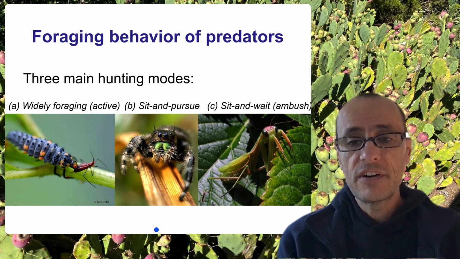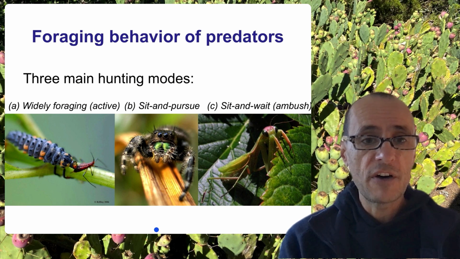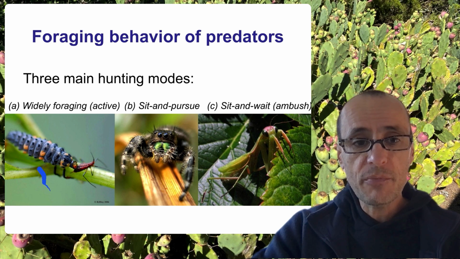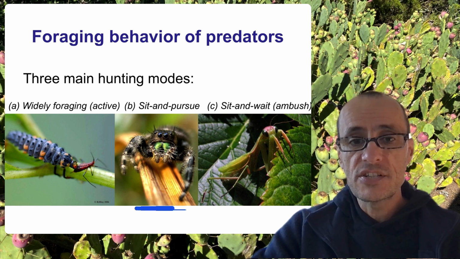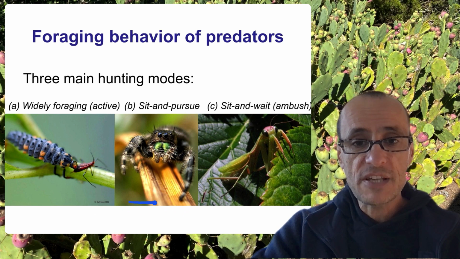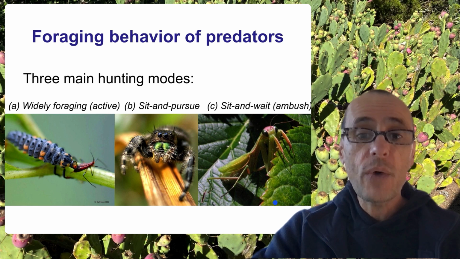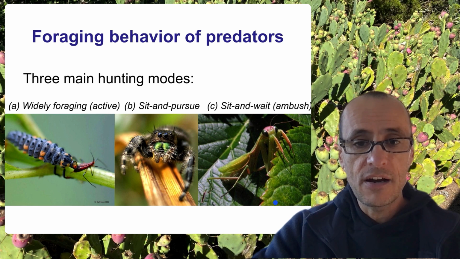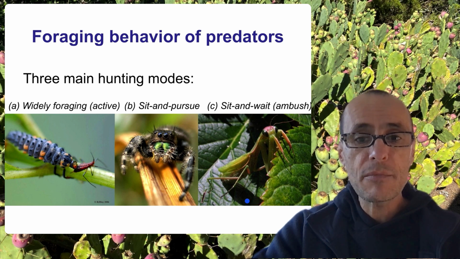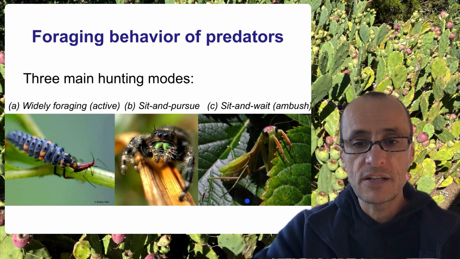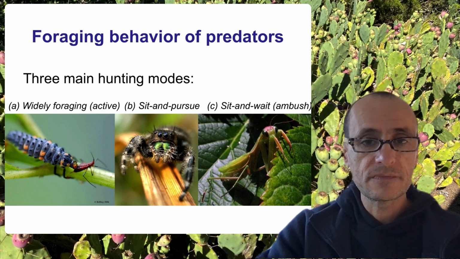Predators tend to have three general modes of hunting. One is where they forage widely looking for their prey. Others are sit and pursue, where they'll wait for something to come by and then chase it down. And others are sit and wait kinds of predators, where they are very still, maybe even camouflaged, and they will pounce upon something if it comes within striking range.